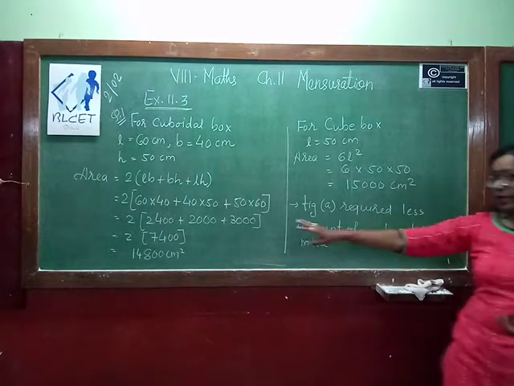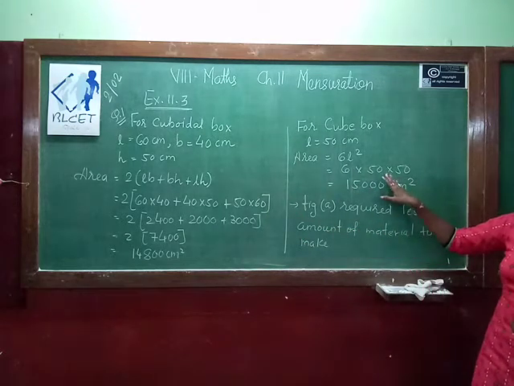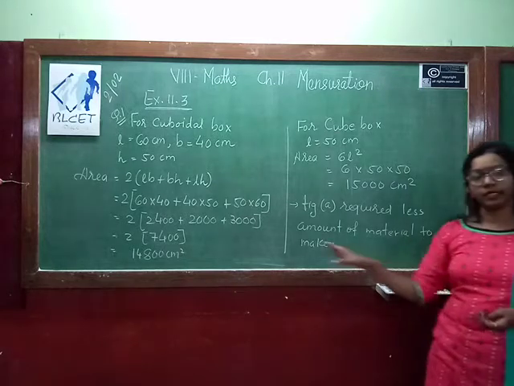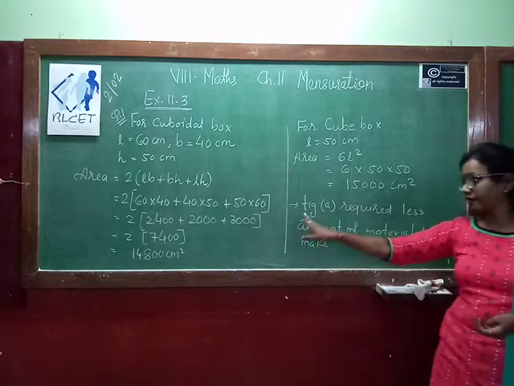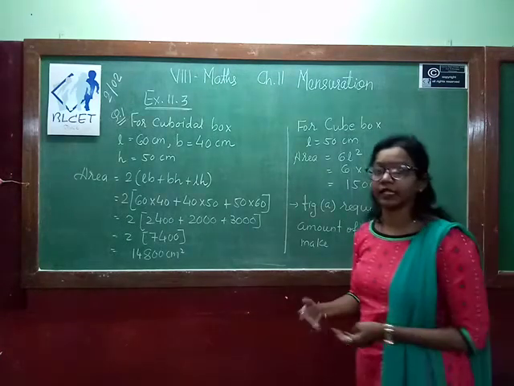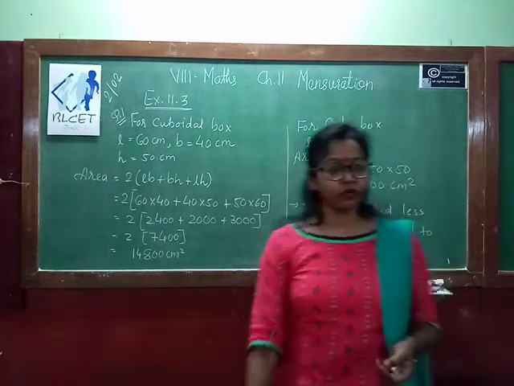Now we will compare the area of the cuboidal box and the area of the cube. We observe that the area of the cuboidal box is less. So the amount required to make this box is less. So we say figure A requires less amount of material to make. This way we can find the area and compare. So this is all about question number 1. Move on to the next question.